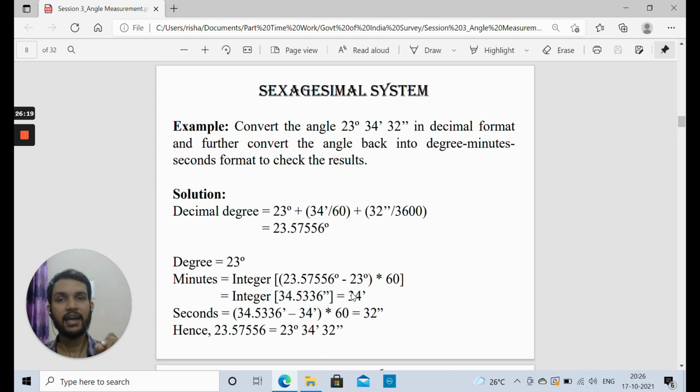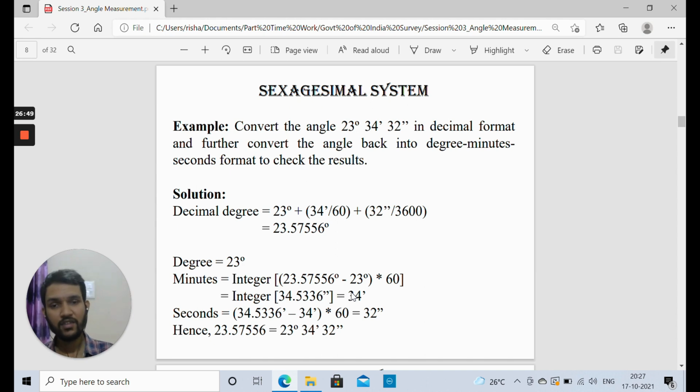Once you multiply that angle by 60, the value of the angle that you will be getting, suppose in this case we are getting this as 34.5336. So you need to get only the integer value of this angle. When you check the integer value, it is equal to 34, so it will be 34 minutes. And if you check, it is coming the same as we did. It should be 23 degree 34 minutes and 32 seconds. You can even check back the calculations with the help of your calculator to be pretty sure.